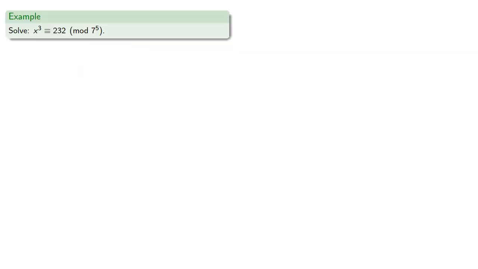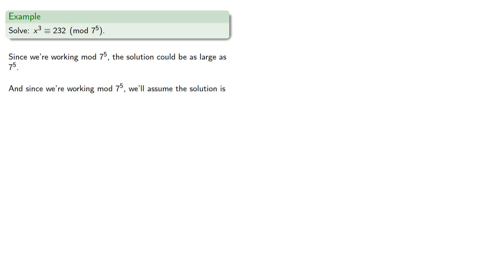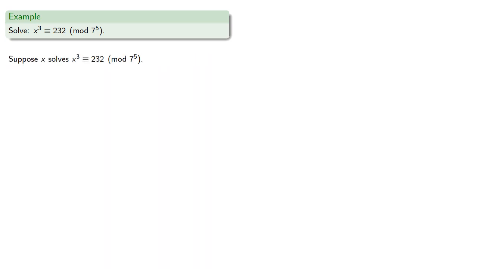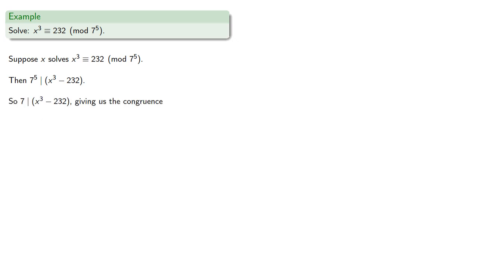So for example, let's try to solve x cubed congruent to 232 mod 7 to the 5th. Since we're working mod 7 to the 5th, the solutions could be as large as 7 to the 5th. And we'll assume that the solution is some number written base 7, which is going to be a0 plus a1 times 7 and so on, where the ai's are to be determined. Now suppose x cubed solves this congruence. Then 7 to the 5th divides the difference. But since 7 is prime, this means 7 divides the difference. And so this becomes a congruence.